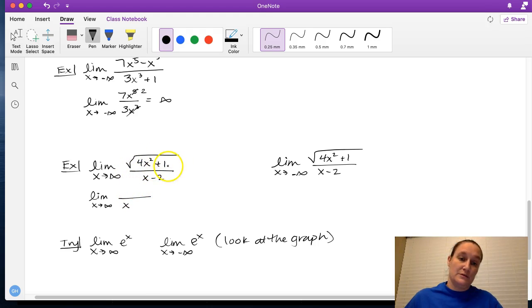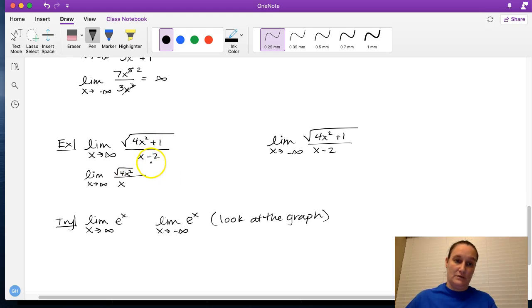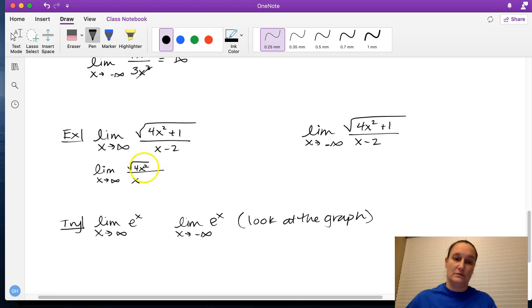Square root of 4x squared plus 1, same thing. This 4x squared is going to overpower the 1, even though we're inside the square root. But we do need to keep the square root on there. So you do need to keep the square root on the 4x squared. Now we can simplify. After you do this boiling down to the most dominant term, you can simplify. Square root of 4x squared is 2x. Then we can cancel our x's, and this is just equal to 2. Pretty simple. There's no x to plug infinity into. It's just equal to 2.